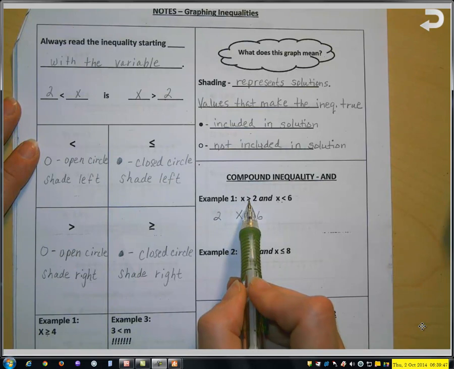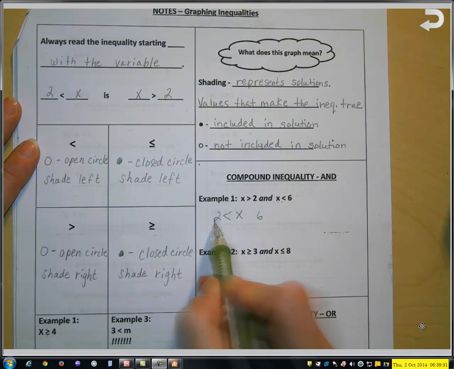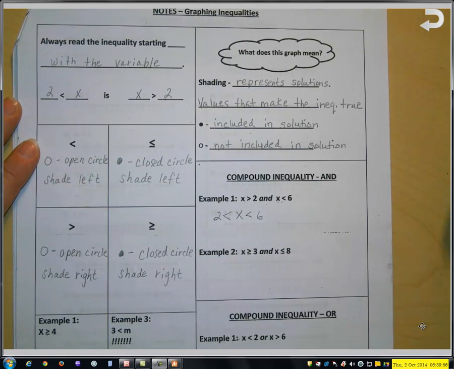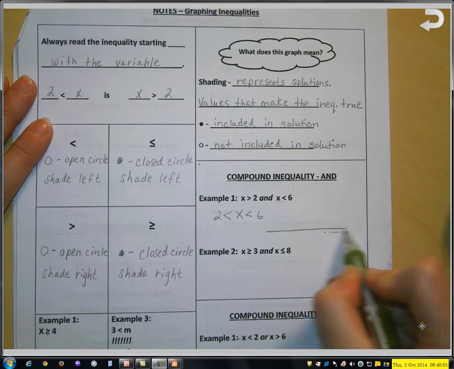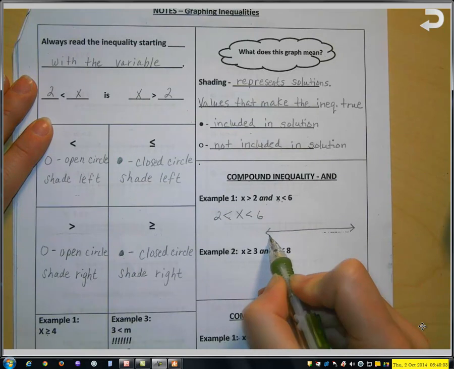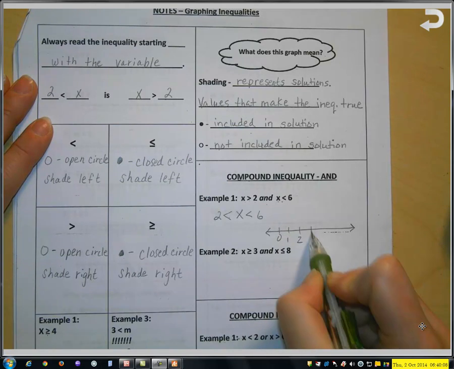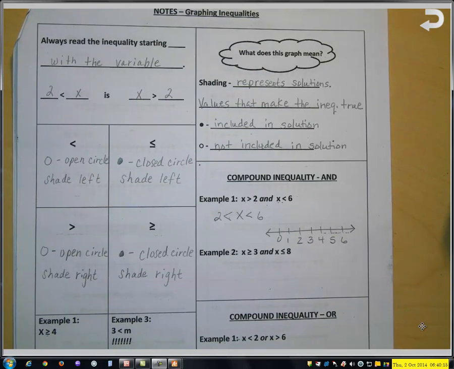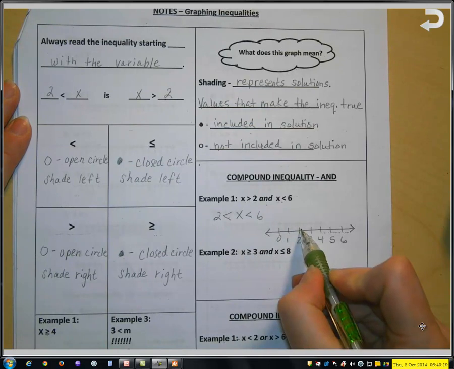Well, x is greater than 2. And x is less than 6. So now let's graph this on the number line and see what that would look like. So we'll get our numbers labeled. Okay, so the endpoints are going to be 2 and 6.